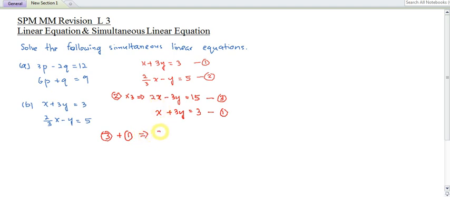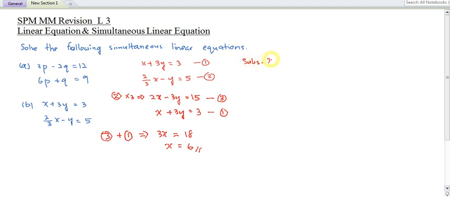2x plus x, you get 3x. Okay, so it becomes negative 3y plus positive 3y, it becomes 0y. 15 plus 3, you get 18. x will be equal to 18 divided by 3. You get 6. Okay, so the next step should be no problem.